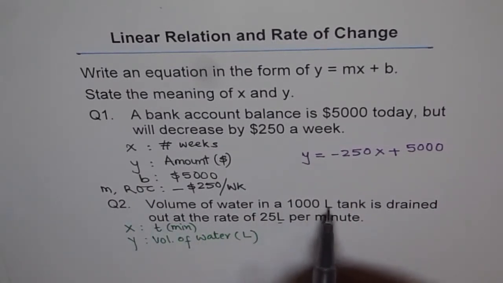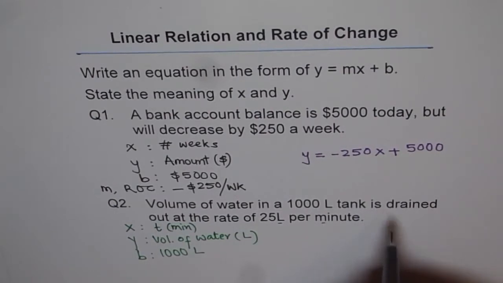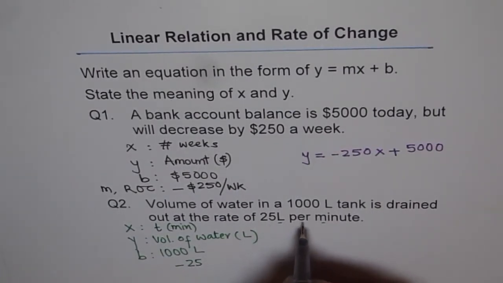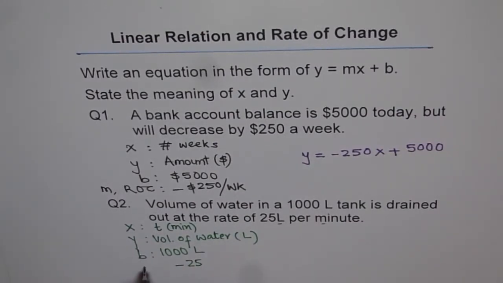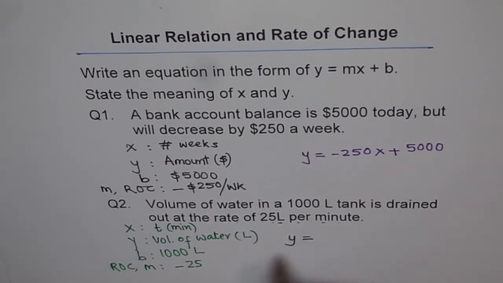And what is the fixed value? Volume of water in a 1000 liter tank. If it is totally filled, then the initial value is 1000 liters, and it is drained out, which means it decreases. Decreases means minus 25 liters per minute. That is our unit time, so that is m, the rate of change. That is why we are saying linear relation and rate of change. So our equation becomes y equals minus 25x plus 1000.